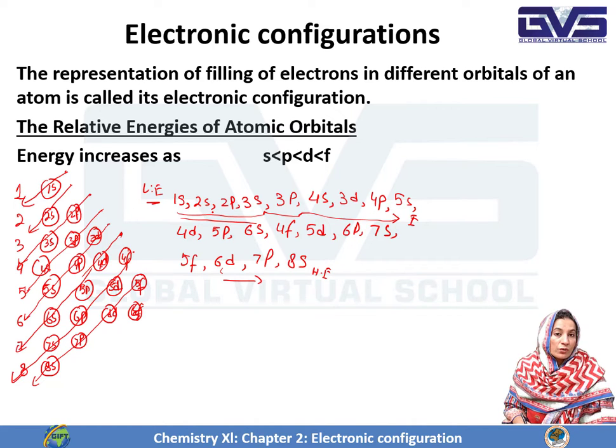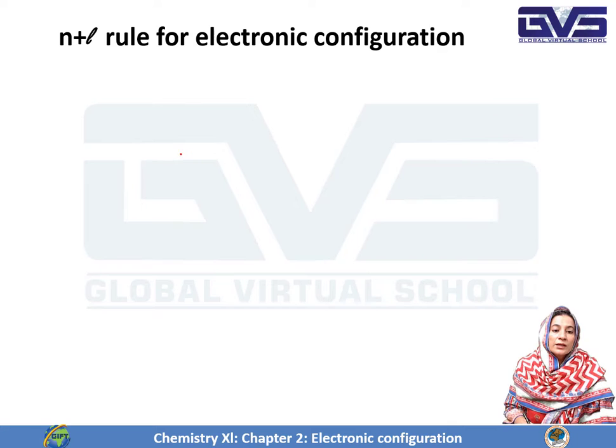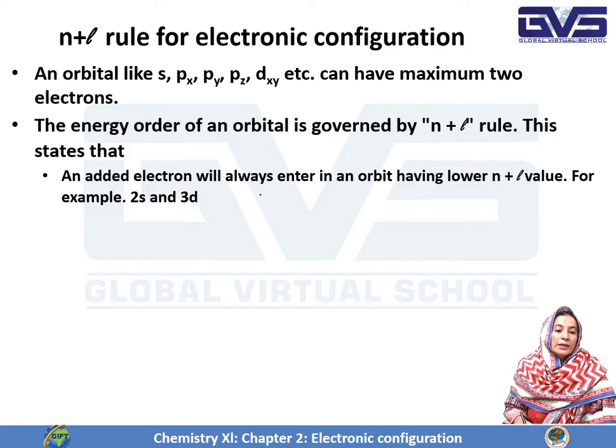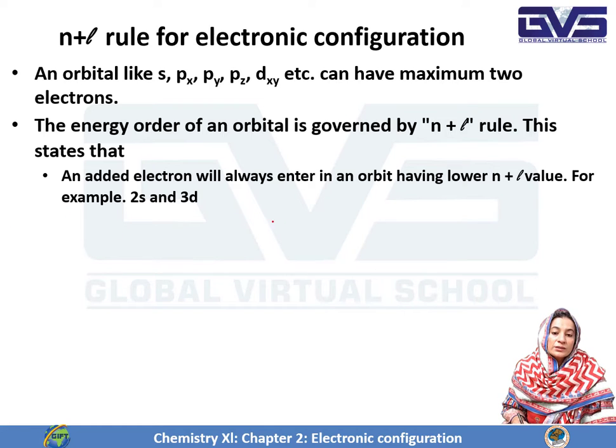That is called the electronic configuration, and that is the n plus l rule. And what is the n plus l rule? As you already know, every orbital has a maximum of 2 electrons, like s orbital, like px, py, pz, and the d subshell has 5 orbitals. Each orbital contains a maximum of 2 electrons. And the energy order of an orbital is governed by the n plus l rule. The n plus l rule states that an electron will always enter the orbital having the lower n plus l value.